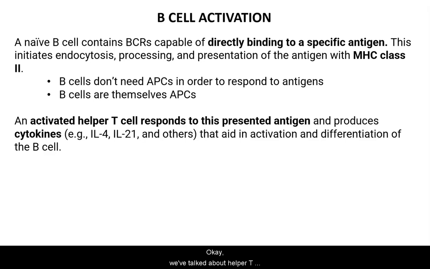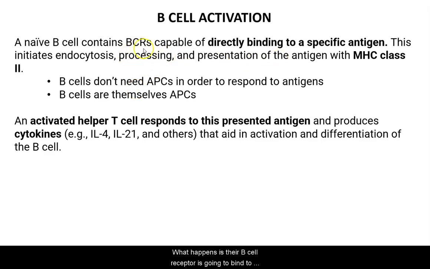Okay, we've talked about helper T cell activation. We've talked about cytotoxic T cell activation. Now let's talk about B cell activation. And B cell activation is going to be a little bit different, remember, because B cells have those B cell receptors that can directly bind to an antigen. They don't need antigen-presenting cells in order to respond to antigens. In fact, B cells are themselves antigen-presenting cells.